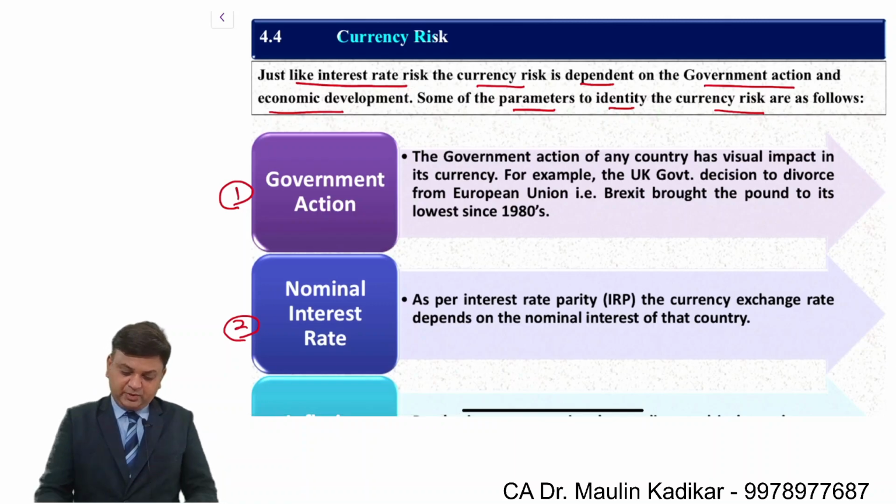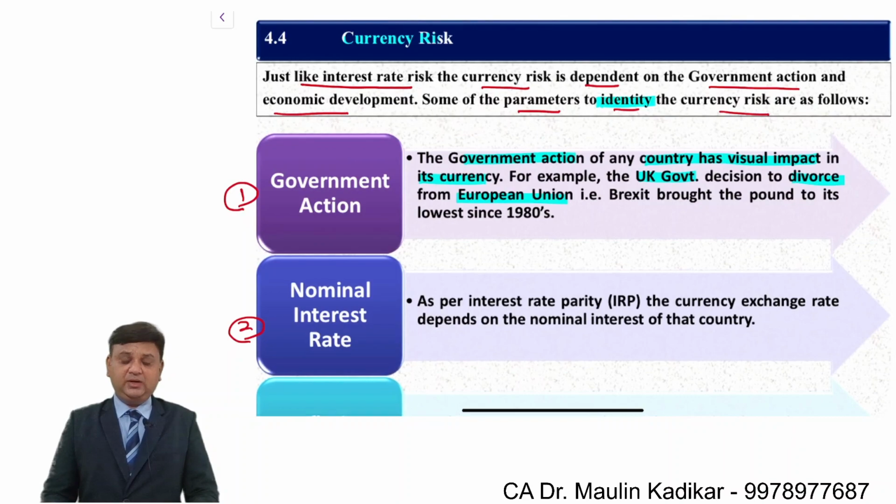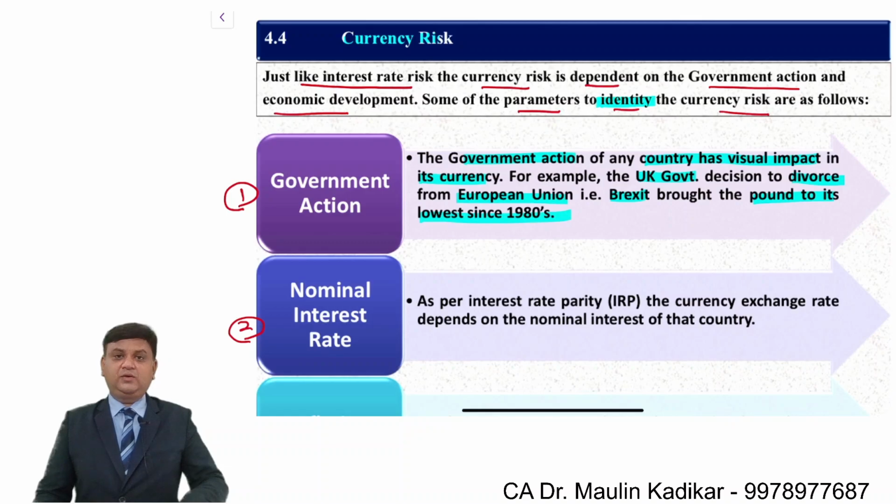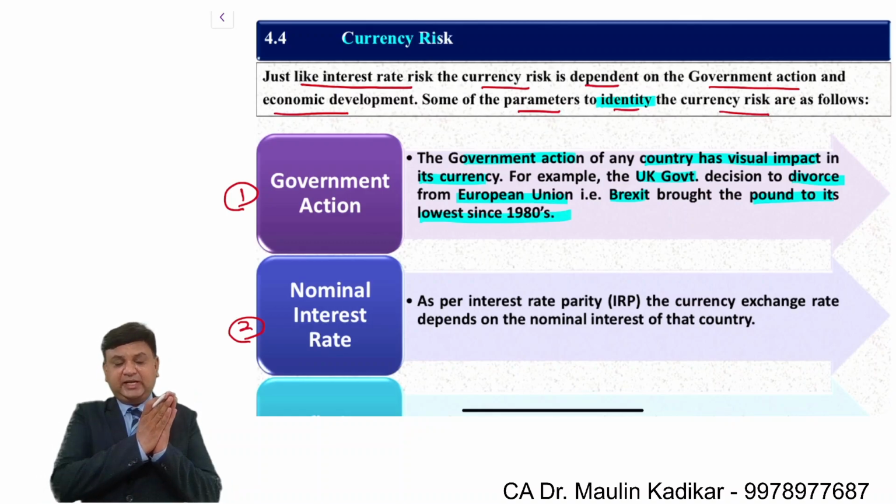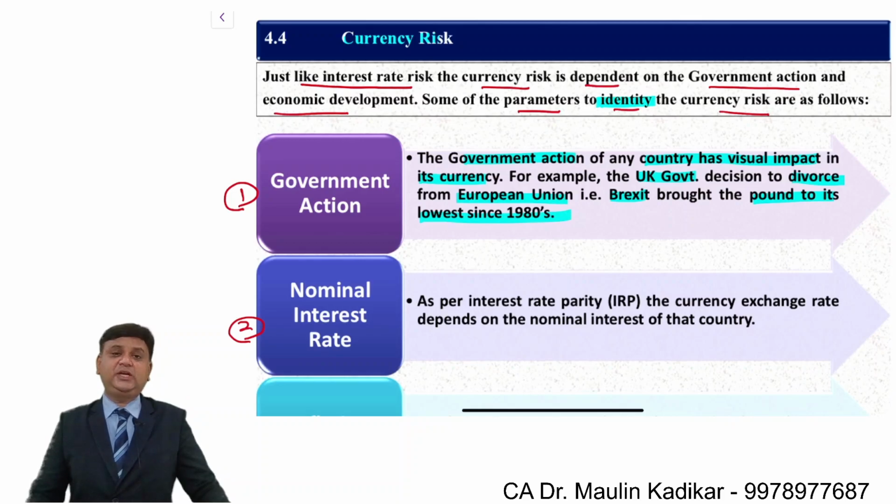So how can you identify it? Action of the government. Government action of any country has a visible impact on its currency. For example, the United Kingdom government's decision to divorce from the EU, the European Union, that is Brexit, brought the pound to its lowest since the 1980s. So the pound currency was devalued from, say, 1980 to the point at which it took the divorce from the EU.